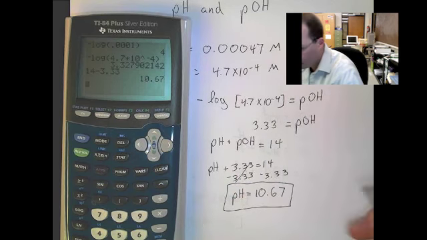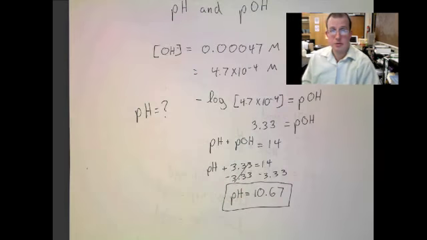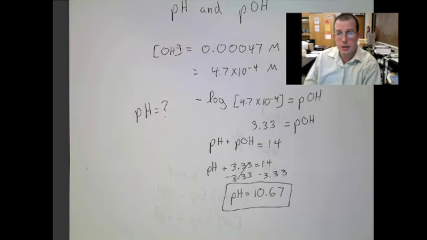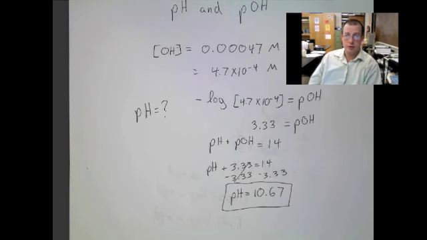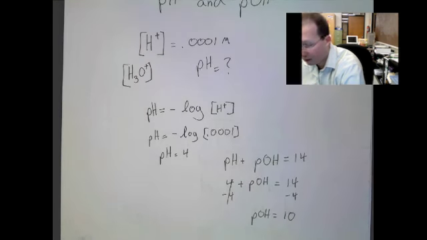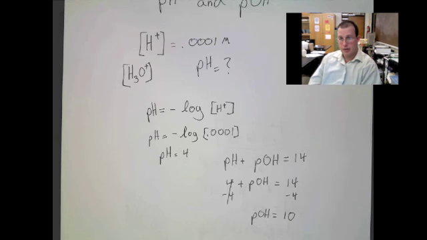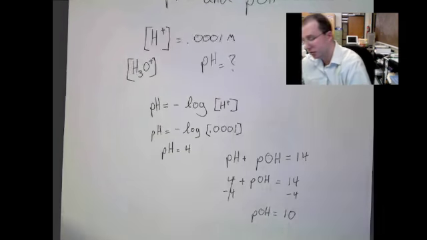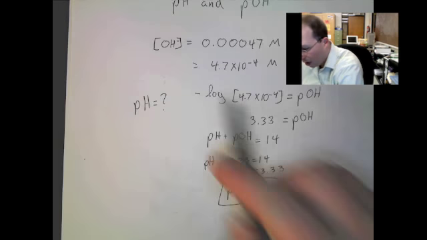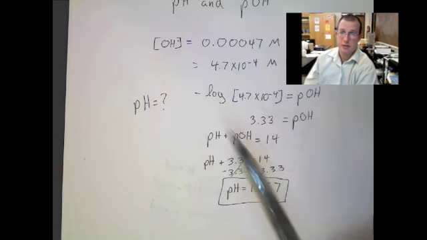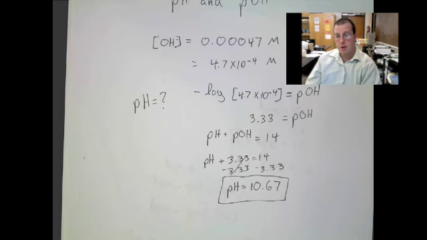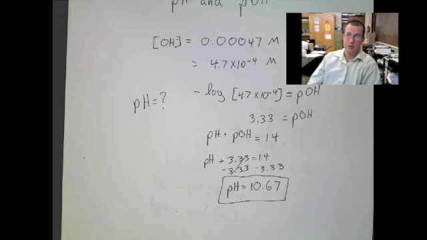Now, those are the really simple basic relationships of pH and pOH. You use H plus concentration, just like we did here, okay, the first example, to find the pH of something directly. You use the OH concentration, that is the hydroxide concentration, to find the pOH of something, which you can then use to find the pH of a solution.